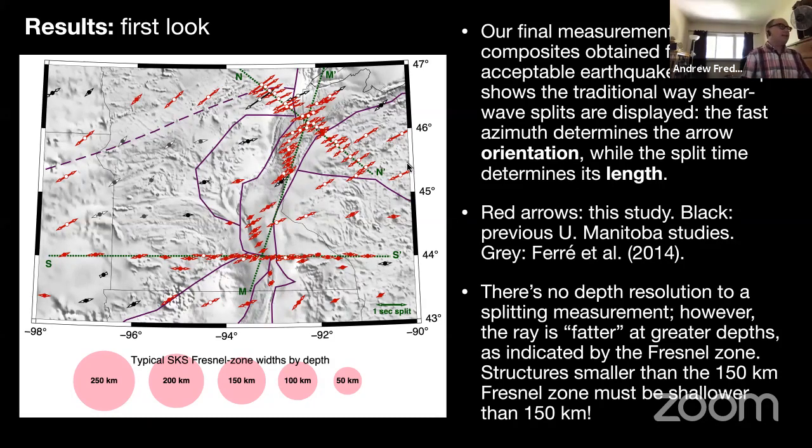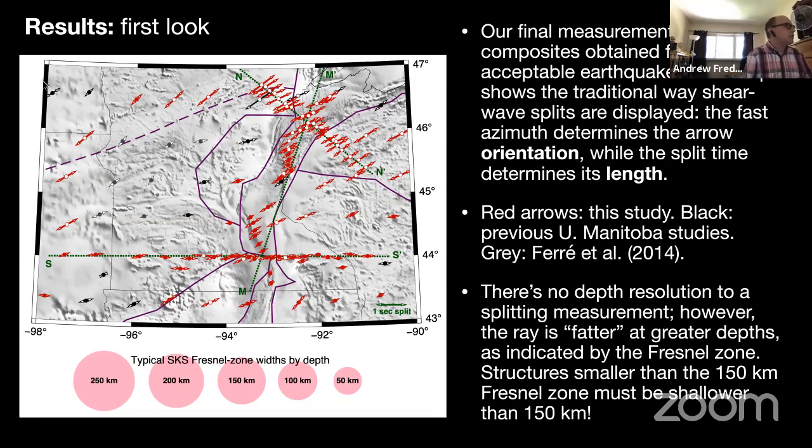And then here are the results shown in the traditional way to plot shear wave splitting measurements, which is as double-sided arrows. The arrows are pointing in the direction of the fast wave polarization, and the length of the arrow indicates how strong the splitting is, so how much of a time separation there is between the fast and the slow wave, as an average between a large number of events. So the red arrows here are from this study.